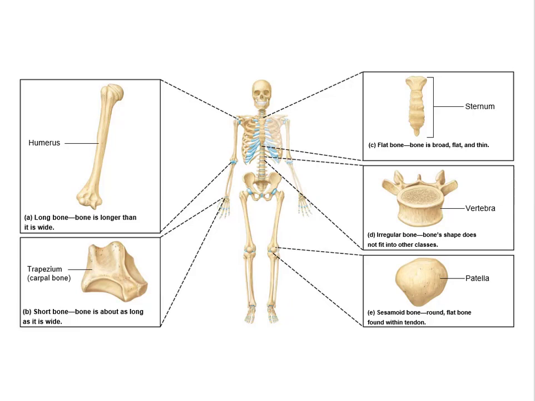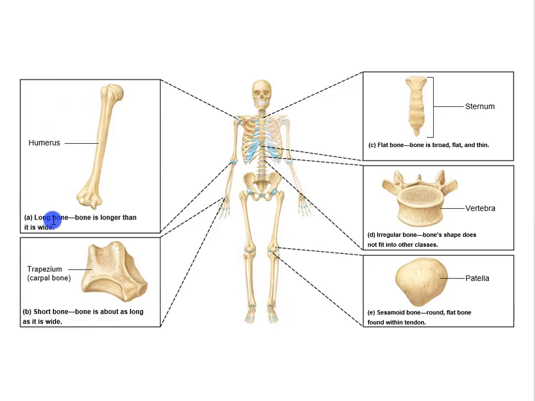Now, what I want you to think about is, let me go back a little bit and say something like simple columnar epithelial tissue versus simple squamous epithelial tissue versus simple cuboidal. Remember that we classify tissues, or epithelial tissues, in part based on their morphology. So using the same kind of thinking here, what does a long bone mean? Long bone is really a shape.